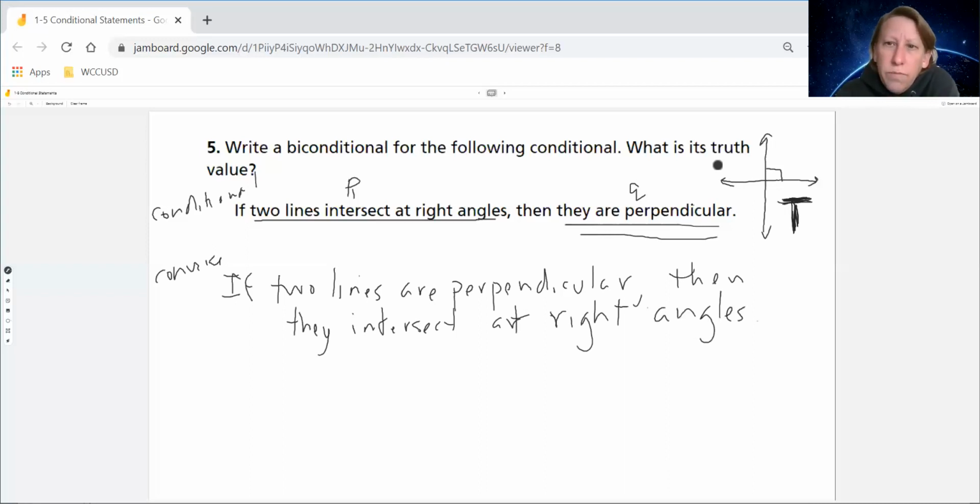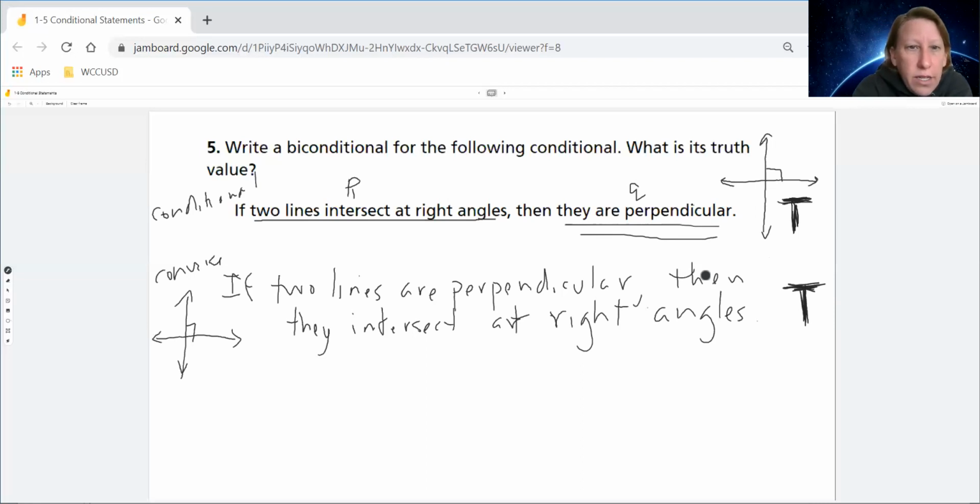Okay, is that true? If two lines are perpendicular, it's kind of like, okay, I'm going to draw perpendicular lines. Is it true that they intersect at right angles? Yes, that is true. We have this situation where we have a conditional and its converse, both with true truth values. So we can smash them together. We can take the if and the then and create a really strong definition. This is the best way to build a definition in a geometry class.